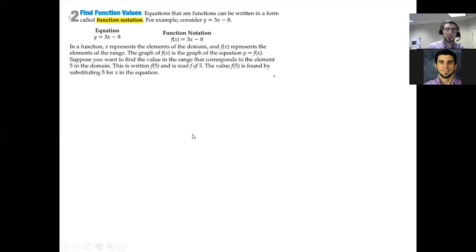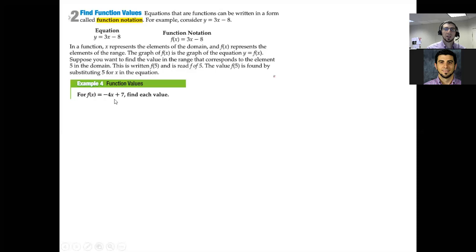So in a function, x represents the elements of the domain, f of x represents the elements of the range. Remember, f of x is just a fancy y. The graph of f of x is the graph of the equation y equals whatever f of x is equal to. So suppose you want to find the value in the range that corresponds to the element 5 in the domain. This is written f of 5, and is read f of 5. The value f of 5 is found by substituting 5 in for x in the equation.